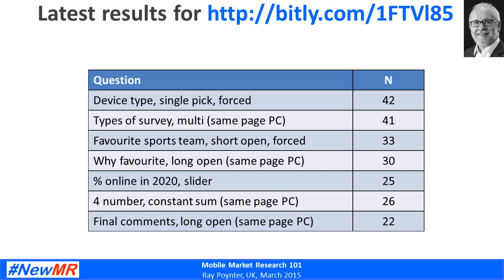The next question, which was on the PC on the same page, on the mobile on the next page, was asking people to type in 4 numbers that add up to 71. This was really just to illustrate the sort of problems you get, particularly if the boxes don't all fit on the same page and they're adding up to some sort of arbitrary number. Although we got 26 for that compared with the slider, which kind of reminds us that the slider could be problematic.